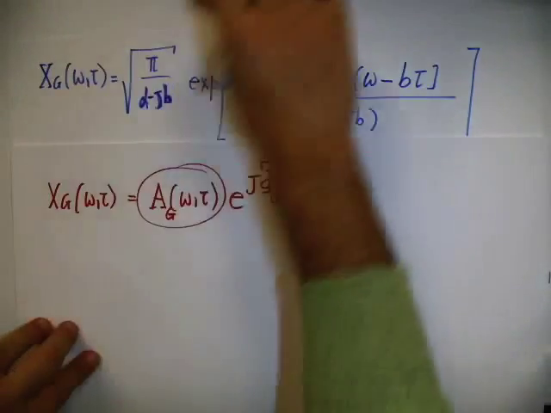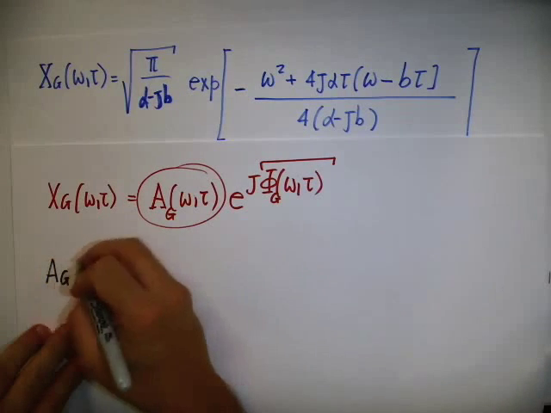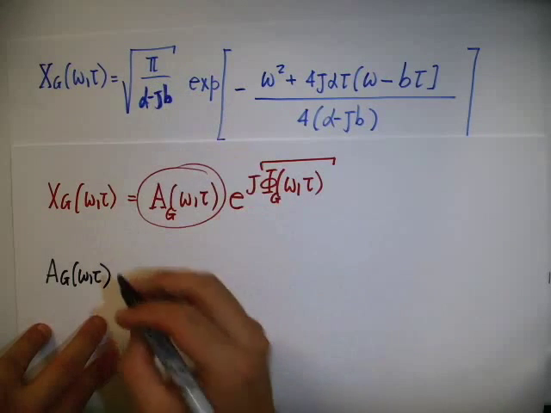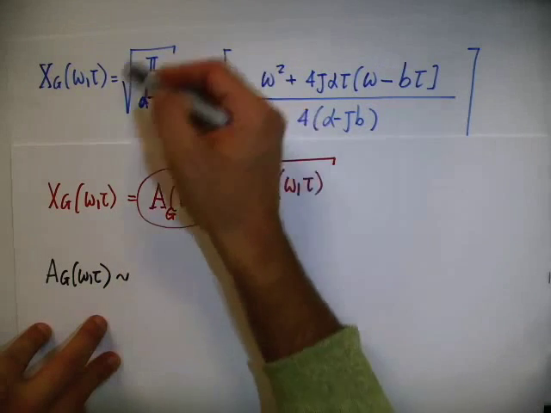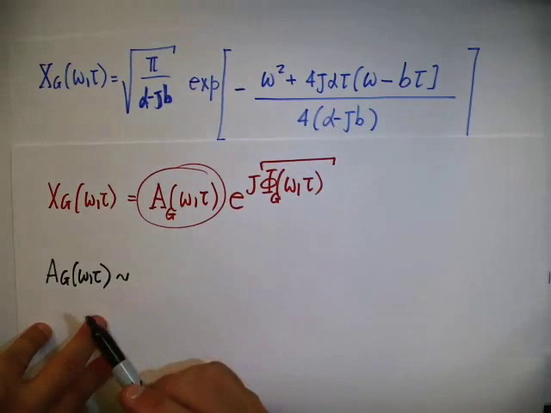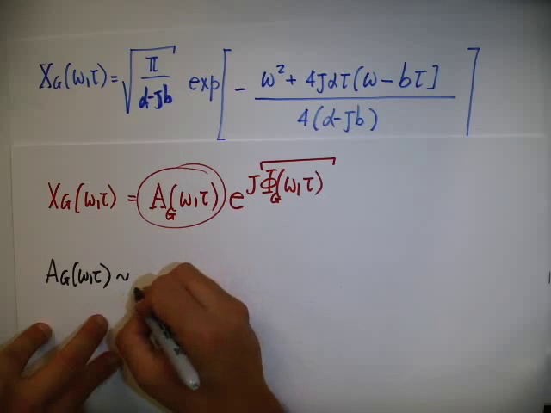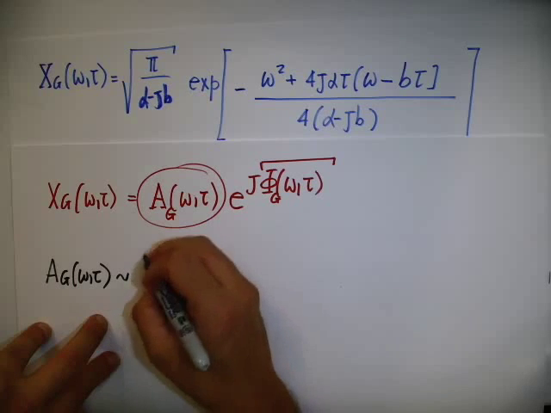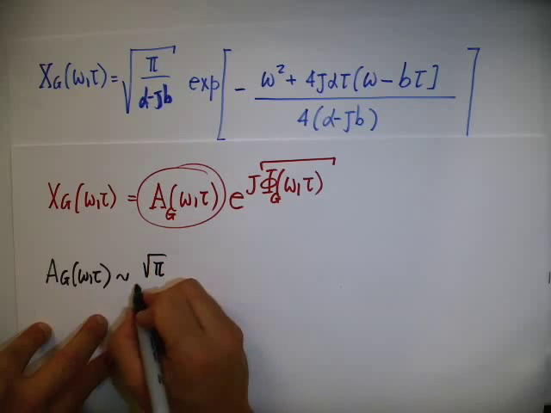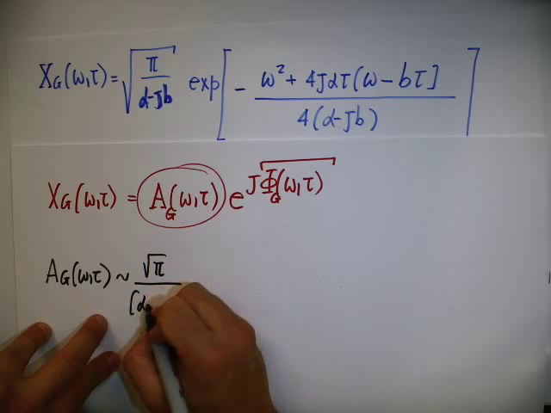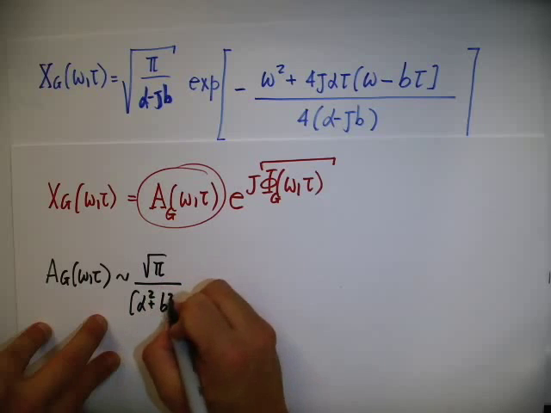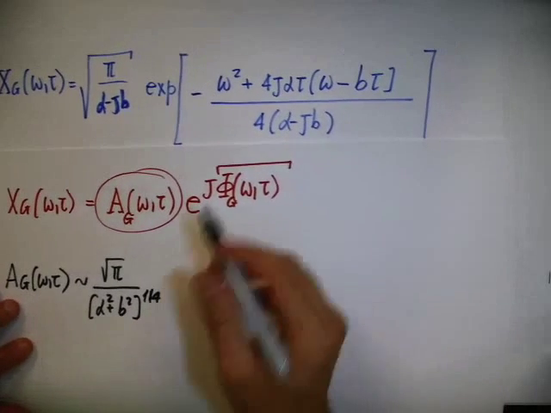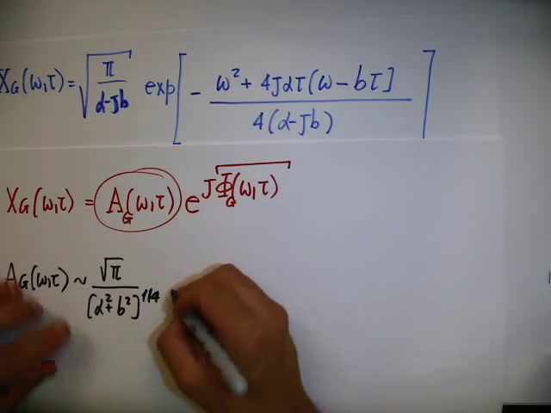So A_g of omega, tau, more or less, you can see from here, is going to be the modulus of this guy, which is basically the square root of pi divided by alpha square plus beta square to the power of a quarter. Okay, and now we need to work out this exponential.